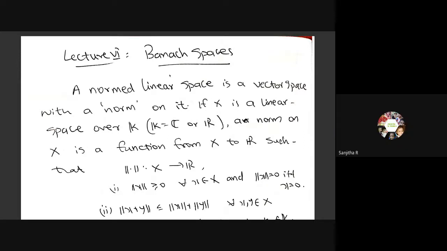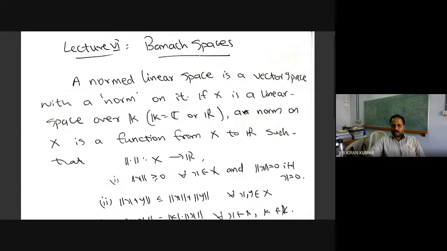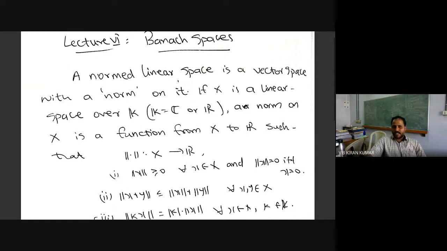Yes, sir. Okay. Now, most of the time, the analysis we are doing is in the infinite dimensional setting. We have seen several examples where we have an algebraic structure of vector space, as well as a metric, and in most of these examples, this metric is induced by some function which behaves like an absolute value. So we are going to see that. This gives rise to the notion called normed linear space.